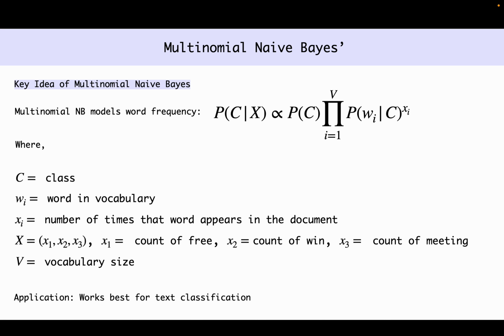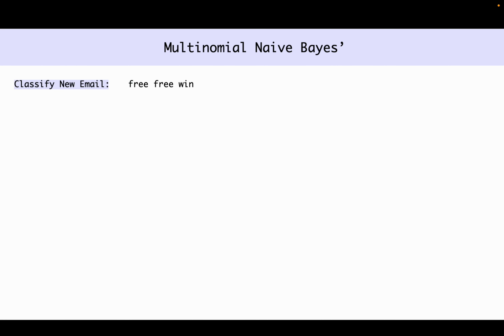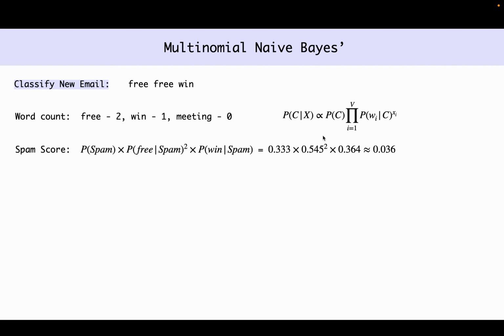This works very well in text classification. Let's take this test sentence, which is a test email containing 2 "free" words and 1 "win" word. This is the word count for the given test email. When we want to compute the posterior scores, for this particular word, which is wi, we compute the likelihood values.